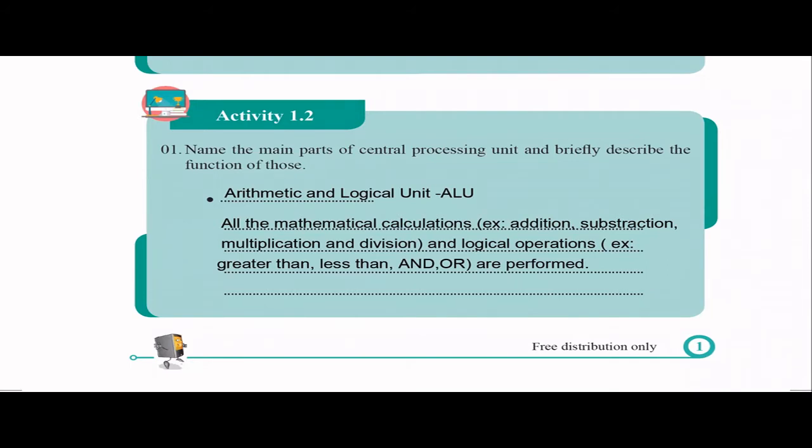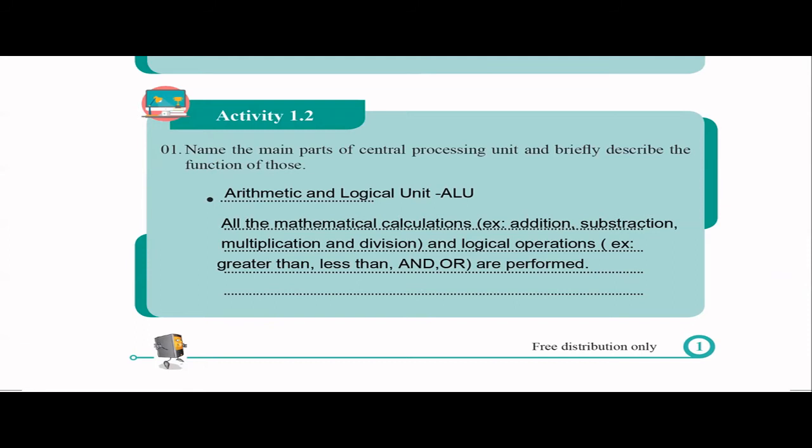In activity 1.2, they're asking you to name the main parts of the central processing unit and briefly describe their functions. In the CPU, there are actually three units. First, the arithmetic and logical unit, ALU. You have to remember these short forms also, because if in the exam they ask what is ALU, you should know this is the arithmetic and logical unit. In the arithmetic and logical unit, all the mathematical calculations are done. What are mathematical calculations? Like addition, subtraction, multiplication, and division.